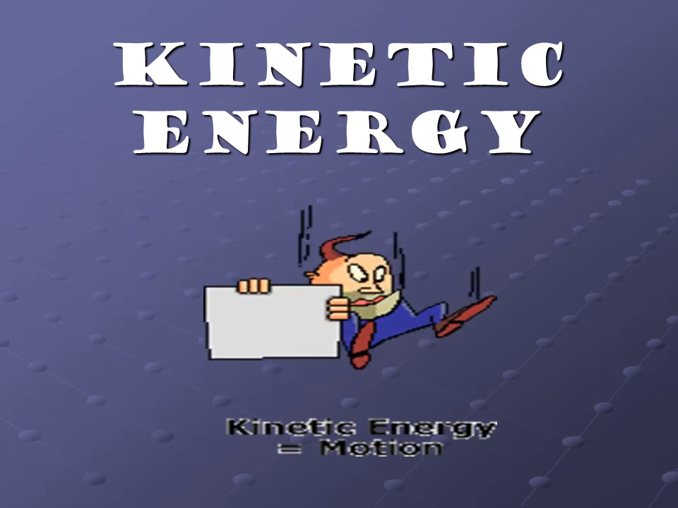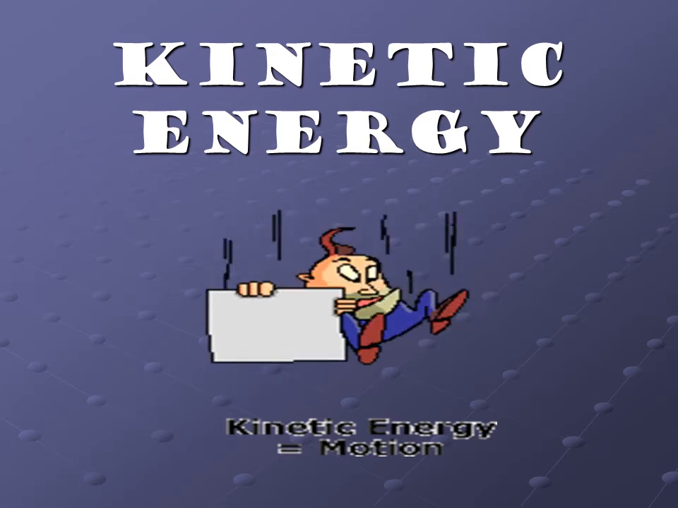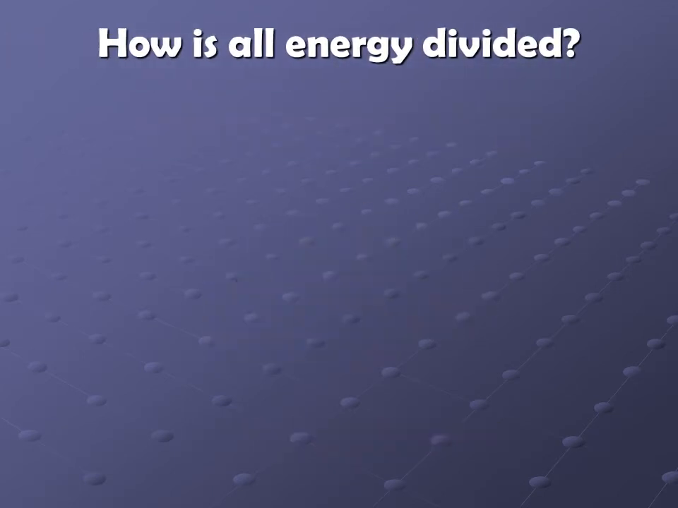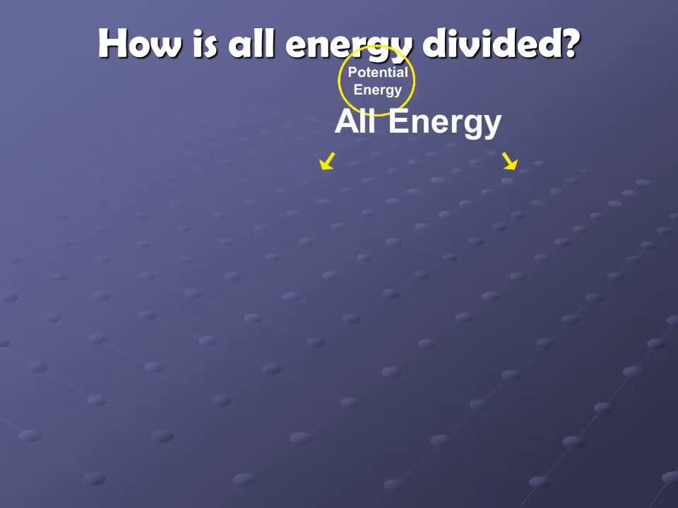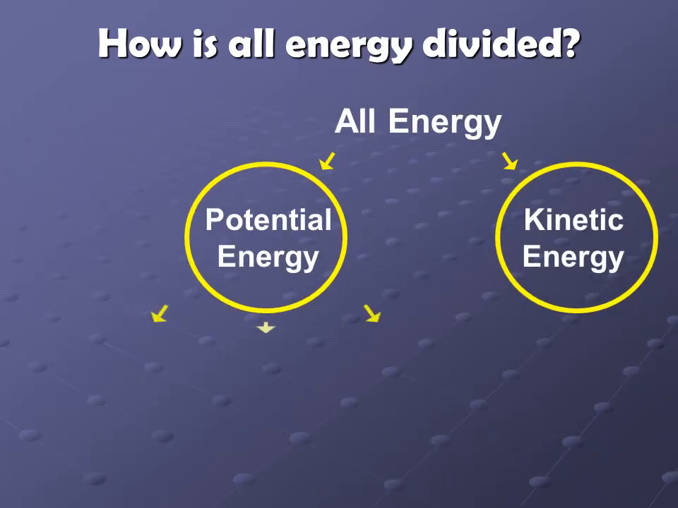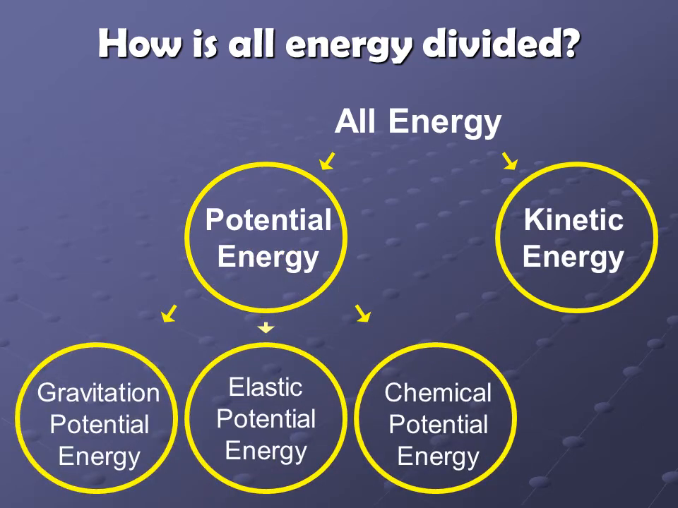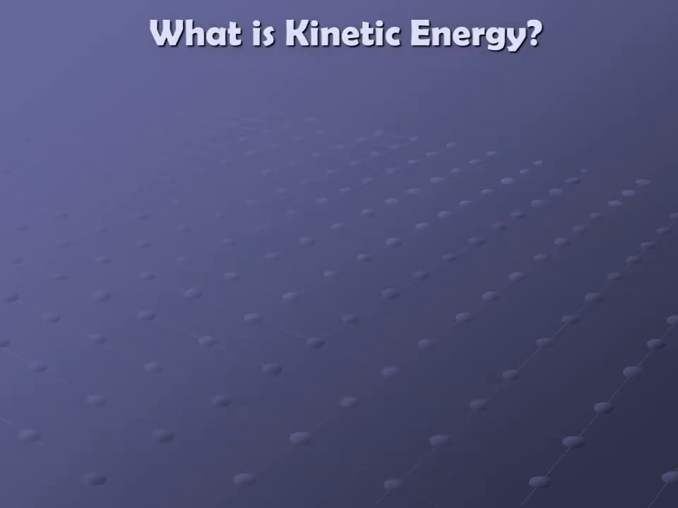So we're getting ready to start our kinetic energy lesson. The first thing we want to talk about is how is all energy divided? Well, all energy is divided into two different kinds, potential energy and kinetic energy. Potential energy can be divided into three different kinds: gravitational potential, elastic potential, and chemical potential. And we'll talk about those three more in depth in the next video.